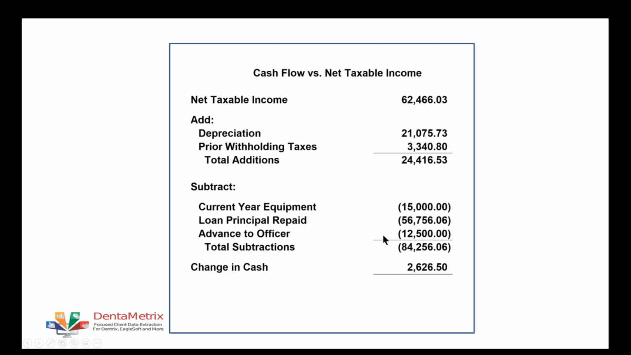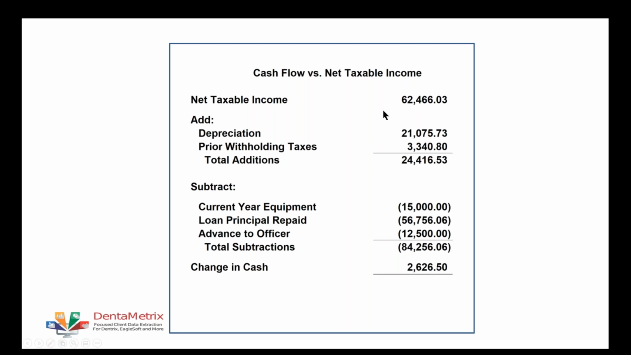You took an advance to yourself of $12,000. That's not deductible. That's just taking profit sort of in advance. So we subtract these things from the $62,000, and we end up with change in cash or cash flow. There's that $2,626 the doctor brought in. He had accidentally created a cash flow statement. He didn't include depreciation. He had no idea what that was. He never wrote a check for that. He threw in his entire loan payment, principal plus interest. That only makes sense. So he accidentally created a cash flow statement, and that's how much his cash changed.